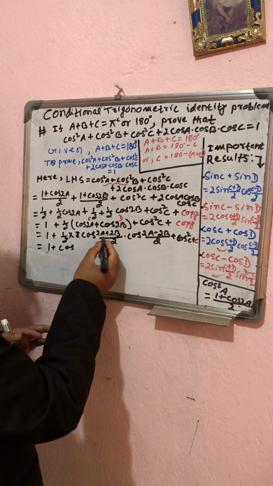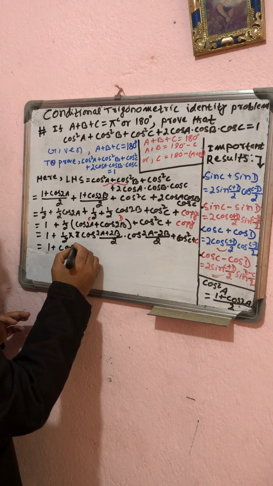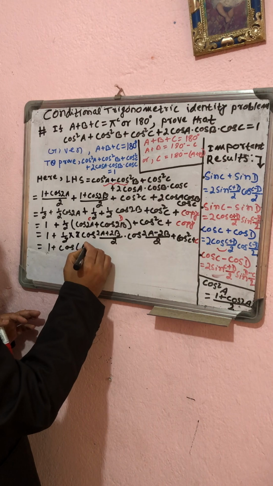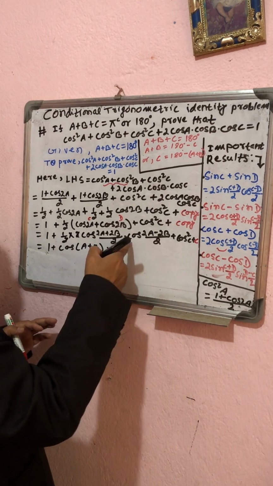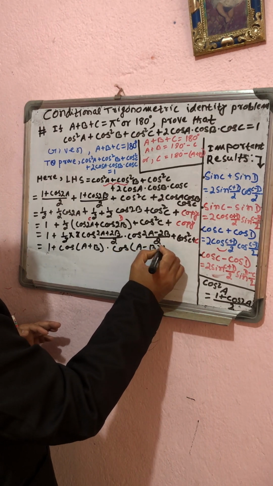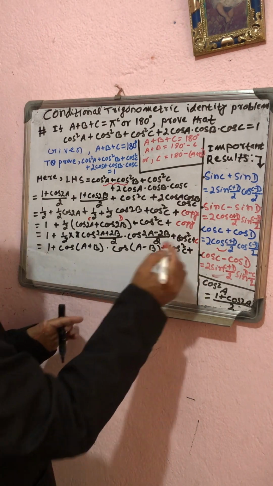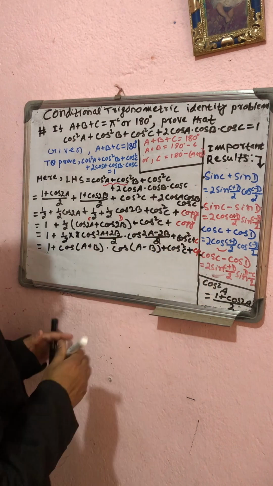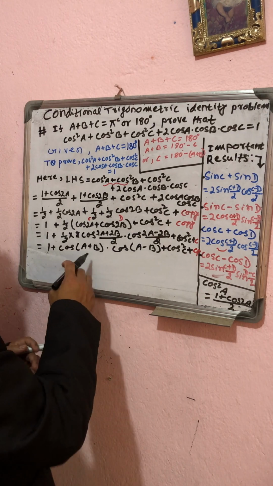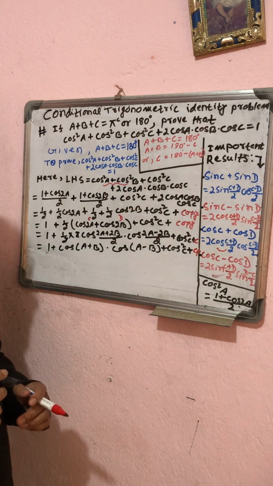Now if you take 2 common, there will be a plus b, and 2 and 2 divide each other and cancel, so it is cos of (a plus b), and then cos of (a minus b), and then plus cos square c, and you keep copying that. All right, now let's check here. We now have the a plus b term. So in place of a plus b, you can write 180 minus c.